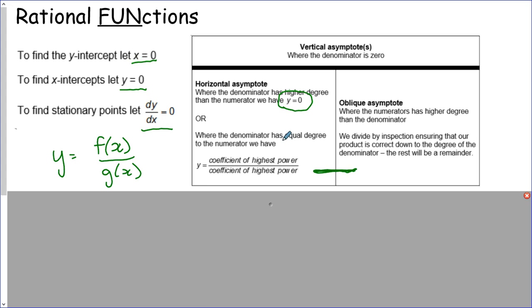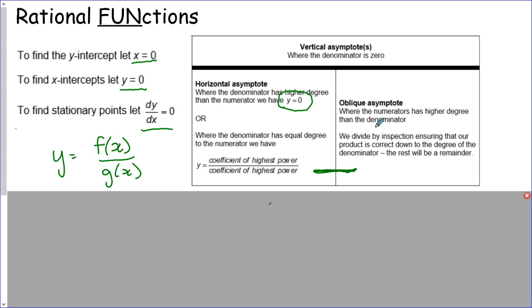If the numerator and the denominator have equal powers, then we want to work out the limit as x approaches infinity. And if we divide through by the highest power, as we did earlier in the limit question, we see that what's key here is that we'll get a horizontal asymptote, which is just the ratio of the coefficients of the highest powers.